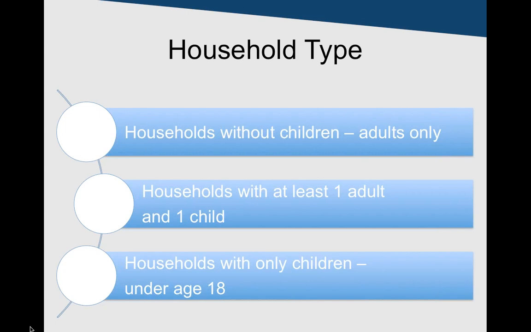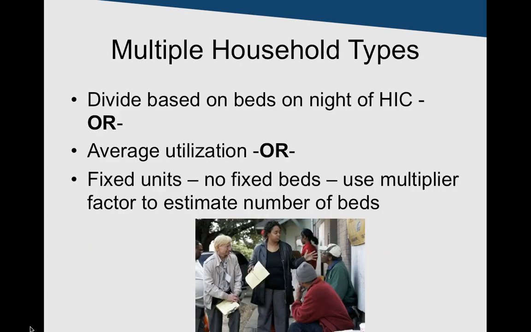And finally, the third type is households with only children, which have beds and units intended for households composed exclusively of persons under the age of 18, including one-child households, multiple child households, or other households configured that are composed of only children under the age of 18.